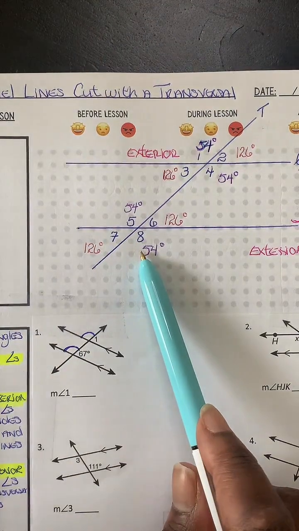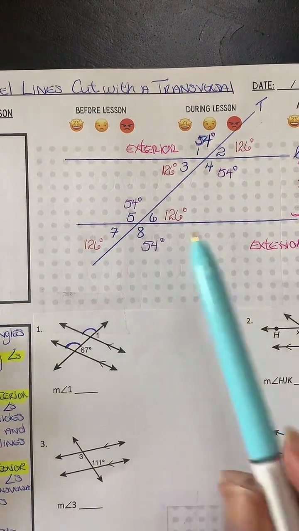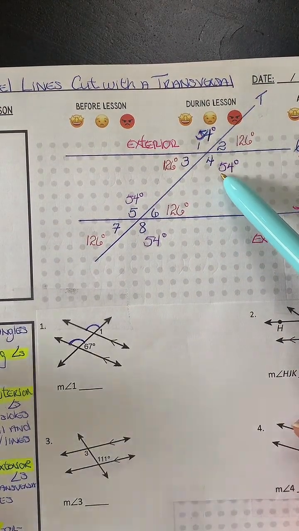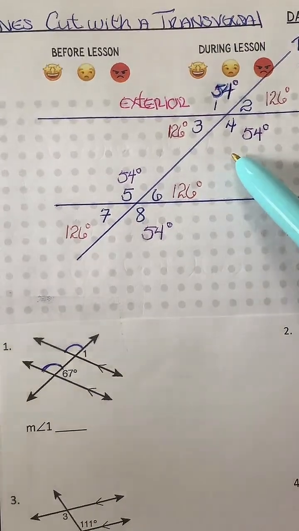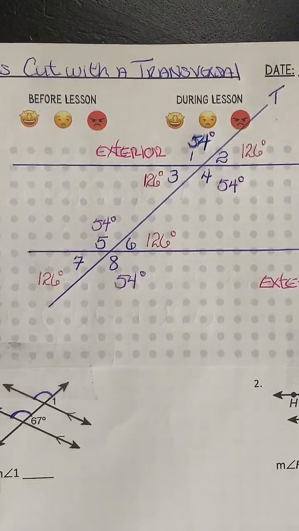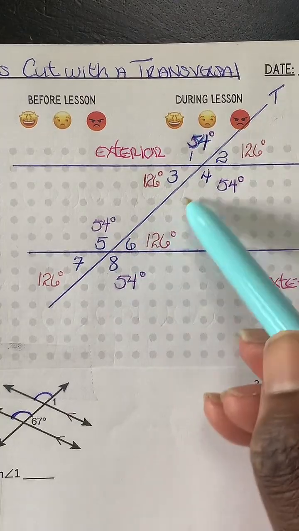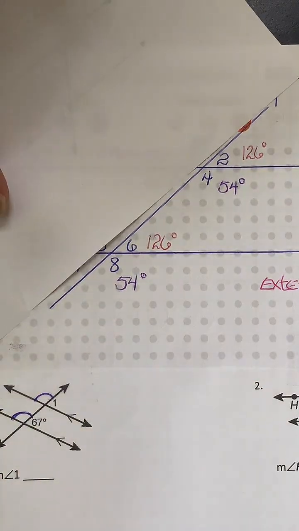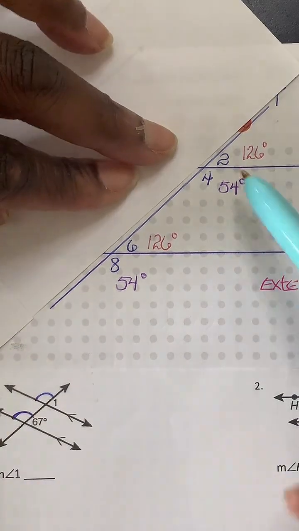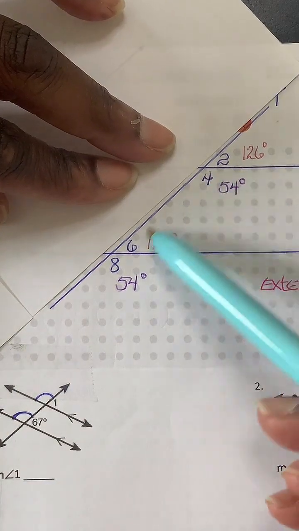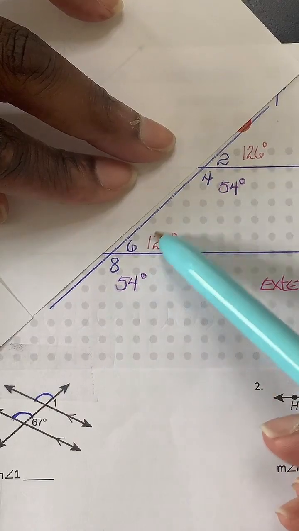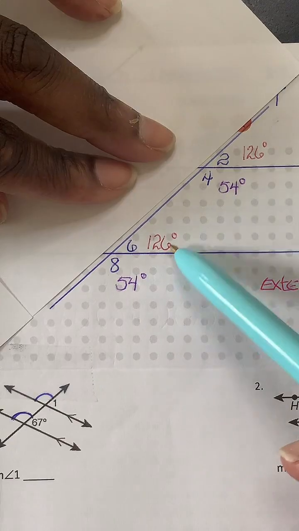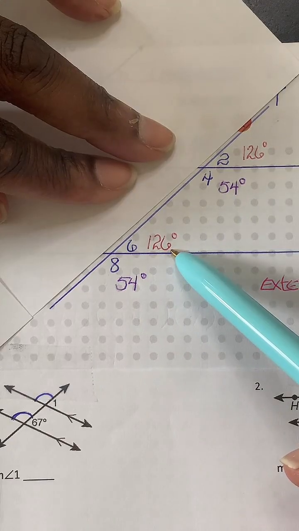Now, the one that we did not mention is the consecutive. So let me show you what the consecutive looks like. So consecutive means same side. So angle 4 and angle 6, if I cover it up like this, they're on the same side of that transversal. But what is 54 plus 126?